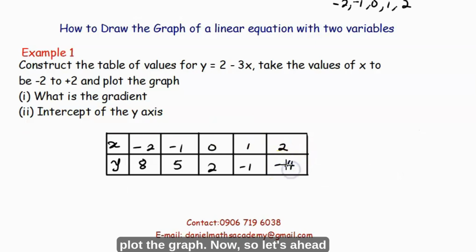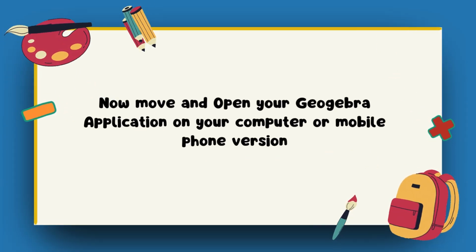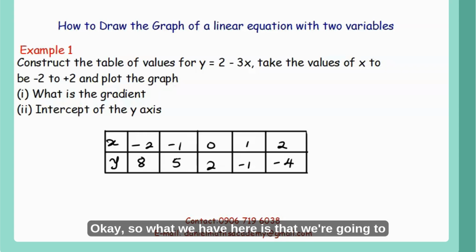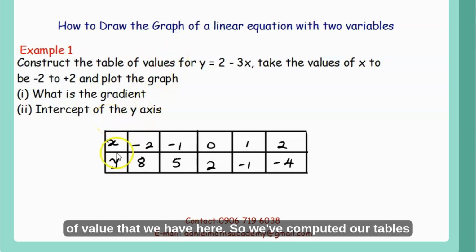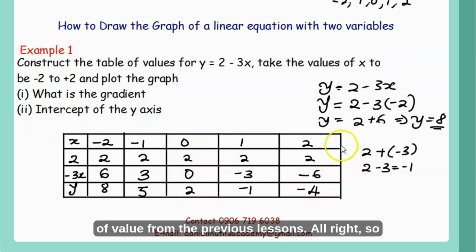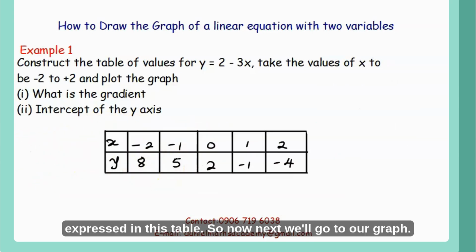Now let's go ahead and plot this graph in GeoGebra. I'm going to be using GeoGebra to show you how to plot the graph. So we're going to go from here to graphing our table of values that we have here. We've computed our table of values from the previous lessons, showing how we generated the table, and now we have a summary of the values of x and y all expressed in this table. So next we'll go to our graph.